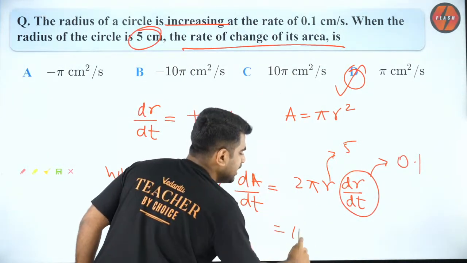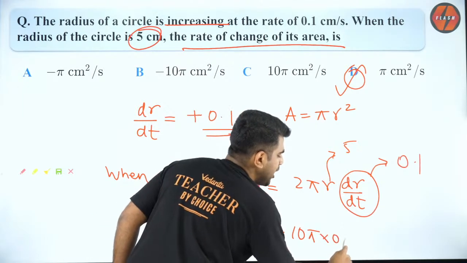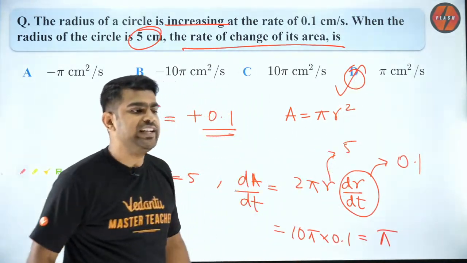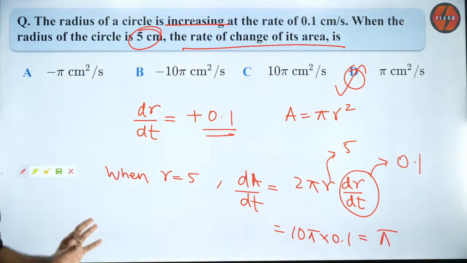So that will be how much? 10 pi into 0.1, which will be pi. So the answer is pi, which is option D. Everybody clear? Simple. So this is how they ask rate measure questions. If you guys have got it, I'm going to move forward. Okay?